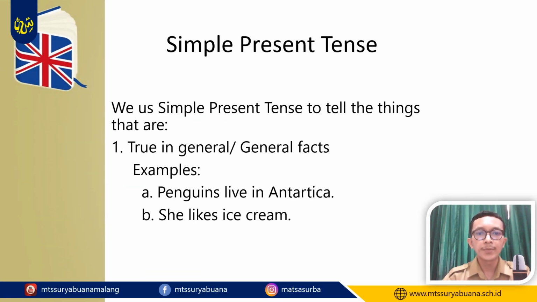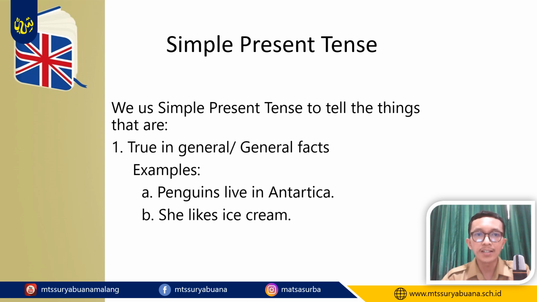Alright, the first purpose of simple present tense is to tell things that are related to general facts, or true in general. The example sentences: penguins live in Antarctica. And the second example, she likes ice cream. We can say the first sentence is called a general fact, because we all know that penguins live in Antarctica.